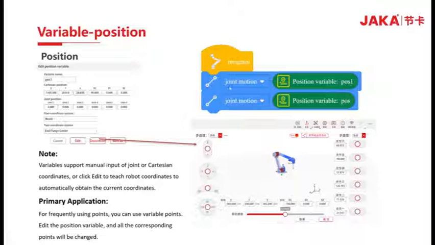In a program, you can just select your joint or linear motion and then slip the variable inside the position. When you execute the program, the robot will move to the position inside the variable. Variable position is useful for frequently using points. For example, pick and place or palletizing.